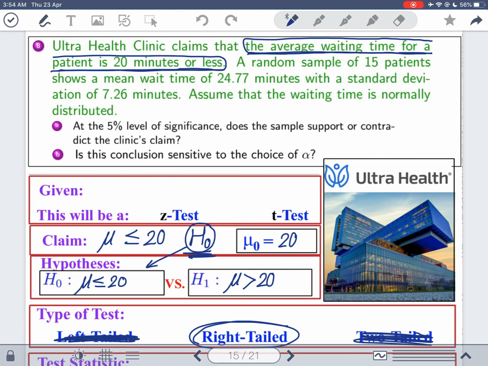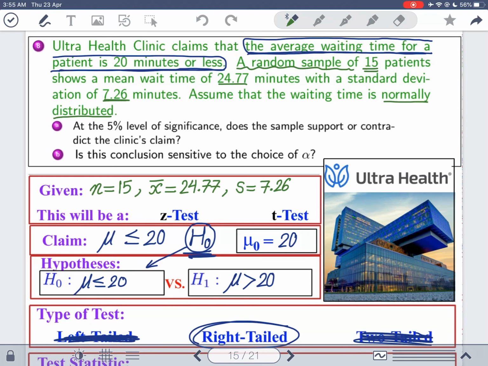All right, so now read with me. It says a random sample of 15 patients, so the sample size is 15, shows a mean wait time, so their X bar, the sample mean, is 24.77 minutes, with a standard deviation of 7.26 minutes. So this is the sample standard deviation, 7.26 minutes. And now assume that the waiting time is normally distributed.